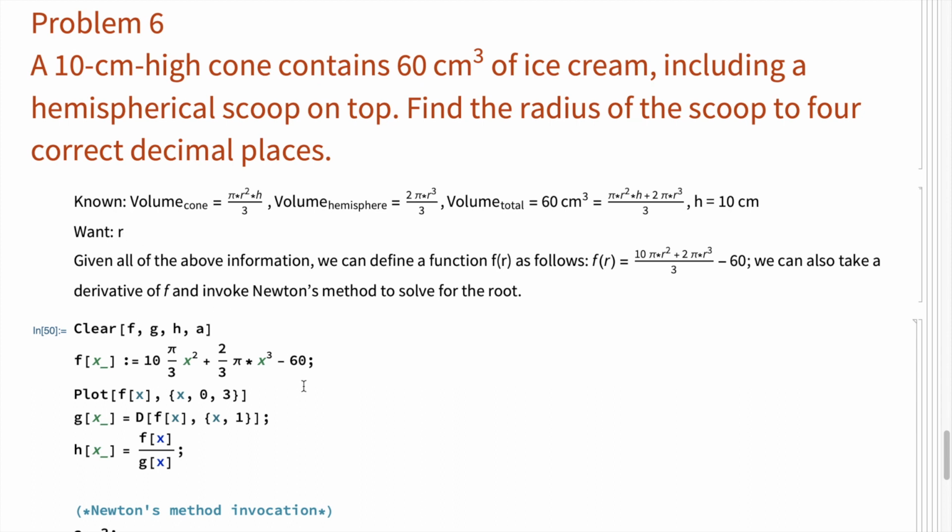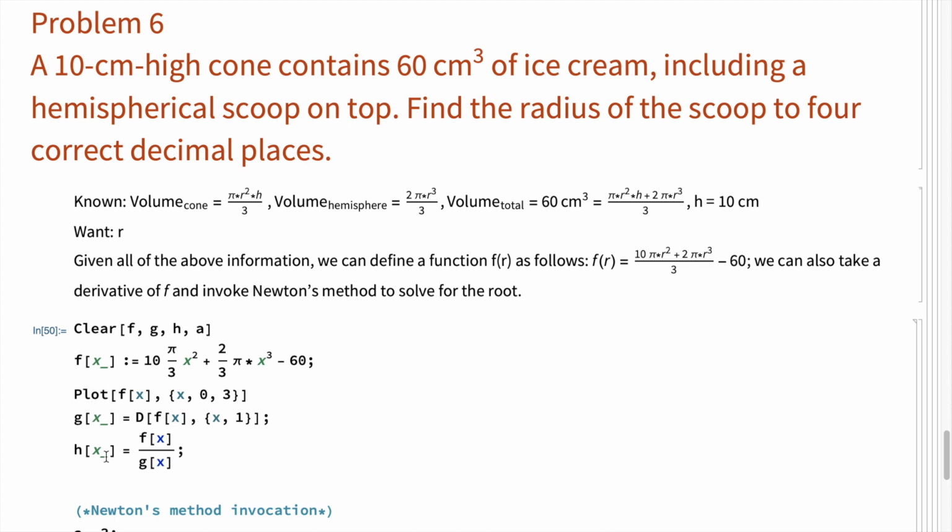And then once we have all of our known variables, we can list our unknown variable r. And once we do this, we can define a function f of r for all of the information that we found above equal to this equation here. We can then also take a derivative of f and then invoke Newton's method to solve for the root numerically. Same process as before, define a function f. Next, plot f to get a rough idea of where the root lies. Evaluate f for the first derivative with respect to x.